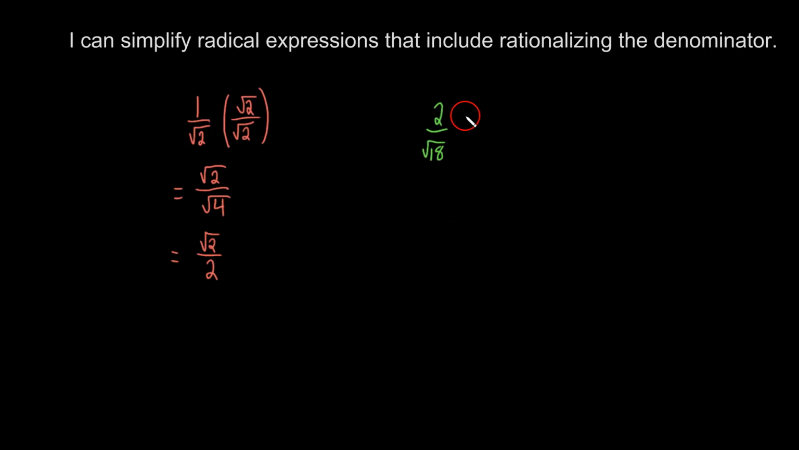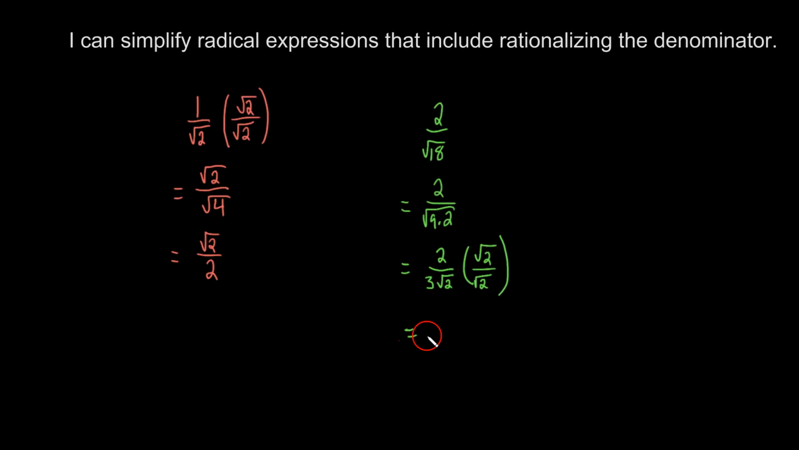Let's look at one more example here. So we're given 2 over the square root of 18. Well, the square root of 18, let's try to simplify that in the denominator here. Well, that'd be the square root of 9 times 2. 9 is a perfect square, so this is equal to 2 over 3 square roots of 2. And again, now we want to get rid of the square root of 2. So what we're going to do is we're going to multiply both the numerator and the denominator by the square root of 2. So here we go.